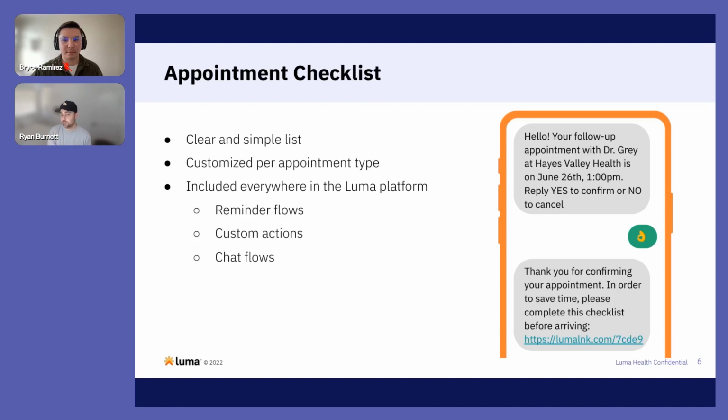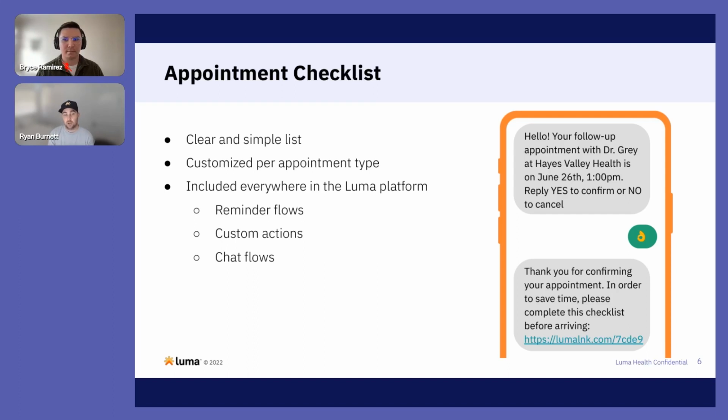And so this can be included. Again, we've taken a platform approach to this, like we have with all of our messaging, which is this checklist, this squiggly, if you know Luma well, can be included in kind of all of our messaging. So that's our reminder flow, like you see on the right-hand side. It can be included in a custom action. It can even be sent manually through our chat hub. So it can kind of work in whatever way makes sense to you to get this into the patient's hands. It can also be sent via email, and obviously it can be sent via text as well.